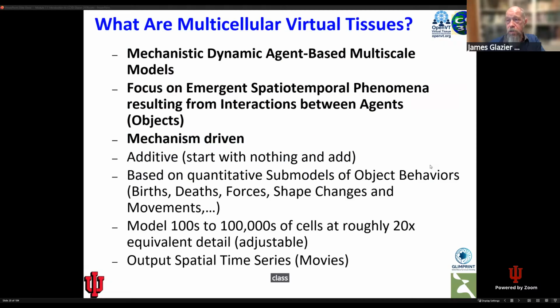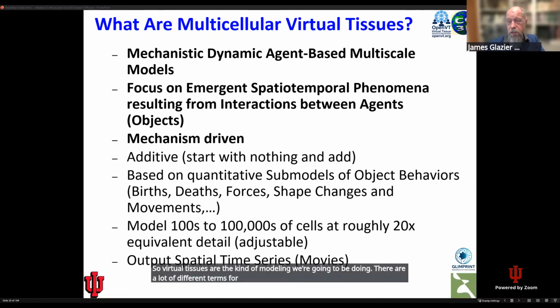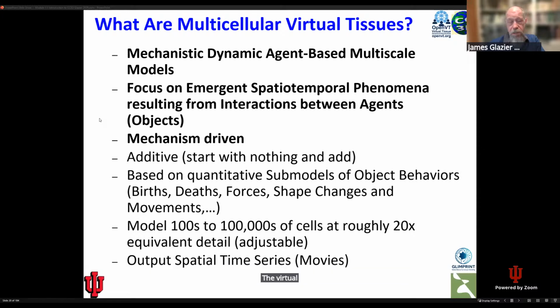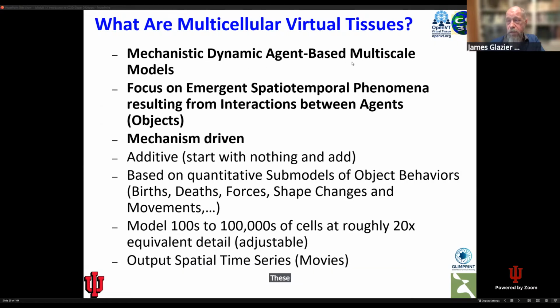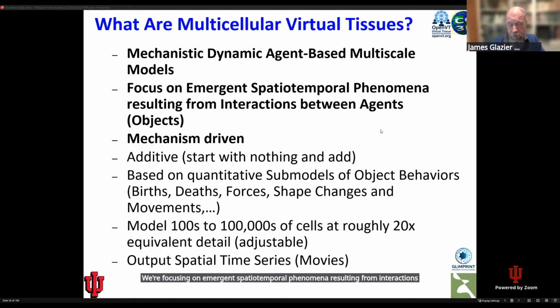So virtual tissues are the kind of modeling we're going to be doing. There are a lot of different terms for multiscale, multicellular modeling. The virtual tissue term was developed by the United States Environmental Protection Agency about 15 years ago. These are mechanistic, dynamic, agent-based multiscale models. We're focusing on emergent spatiotemporal phenomena resulting from interactions between agents. And those agents we'll call objects, technically.